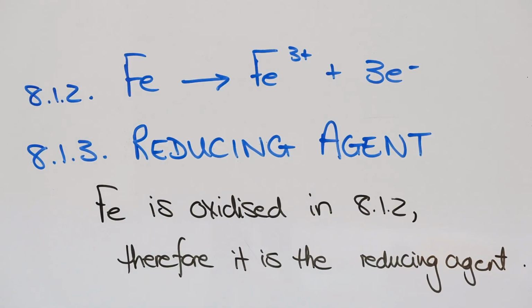Question 8.1.3. Does iron act as a reducing agent or an oxidizing agent in the beaker? It acts as a reducing agent. That is your answer. The black part is the explanation that I'm going to give you. The iron is oxidized if you look at 8.1.2's answer. Therefore, it is the reducing agent. The substance that is oxidized is the reducing agent.